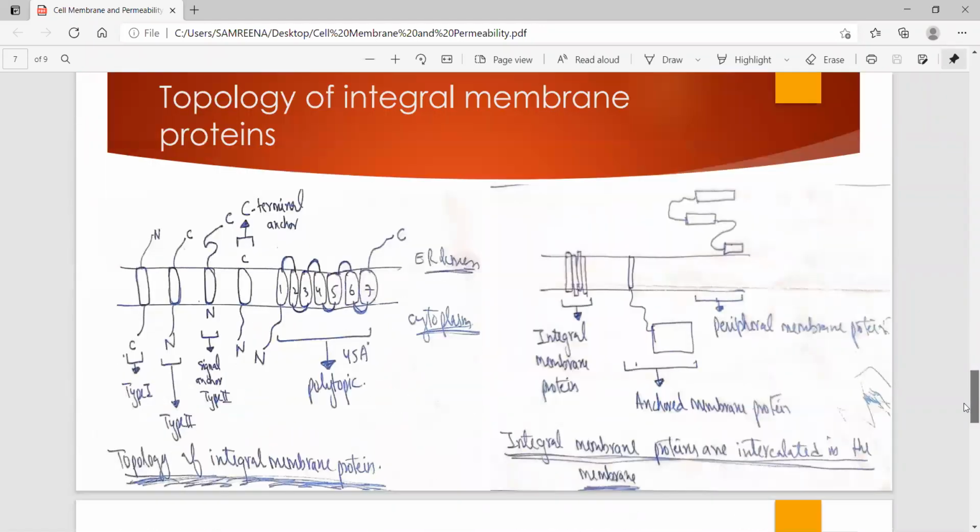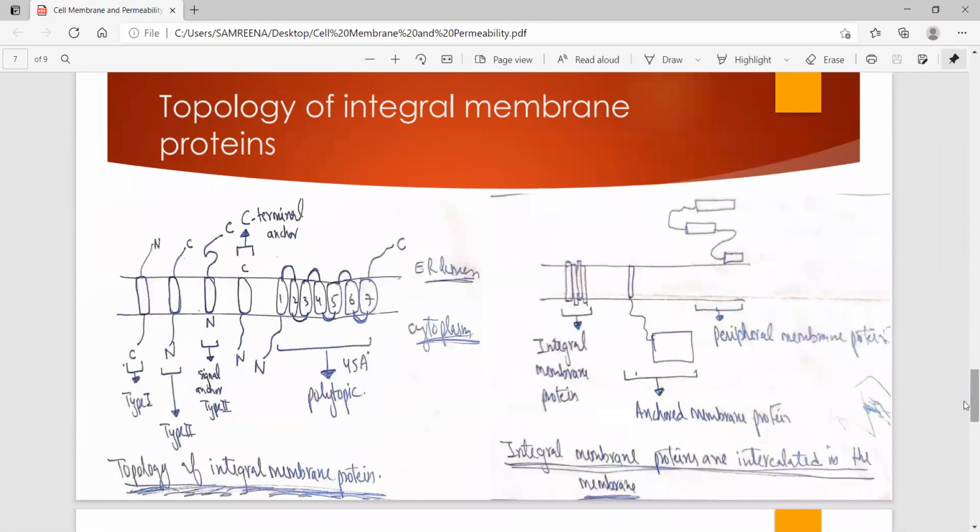Now it's not that we are having just single alpha helix or beta helix. We are having different classes of proteins or topology of integral proteins. जो हमारे alpha helix हैं, ये single है, ये double है कि ये multiple है within the membrane. We all know that our protein is having carboxy terminal and amino terminal. Means हमारे proteins का हमेशा C terminal होता है और N terminal होता है.